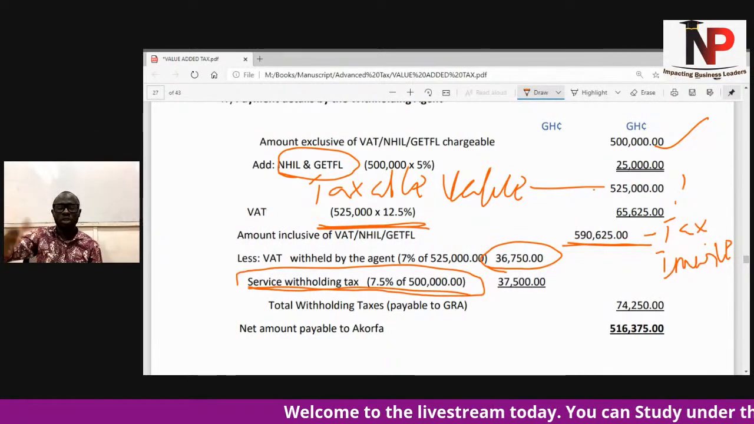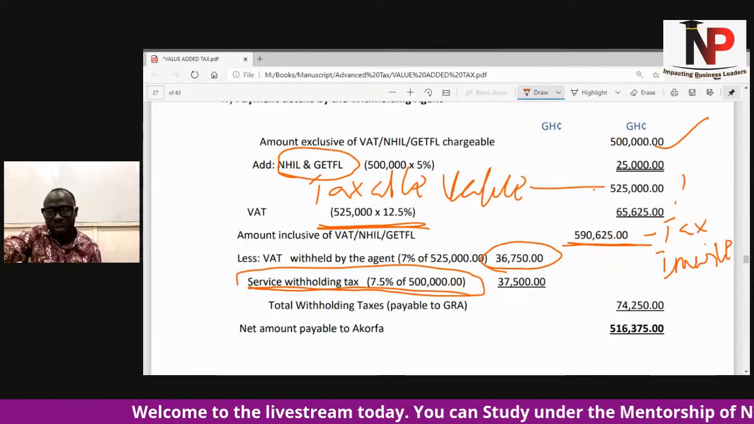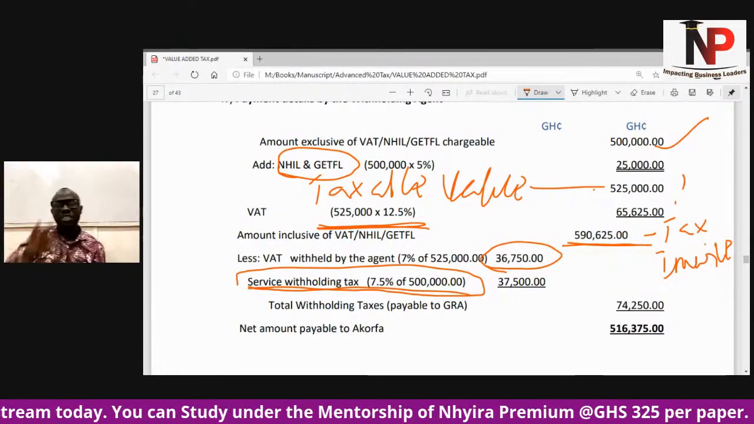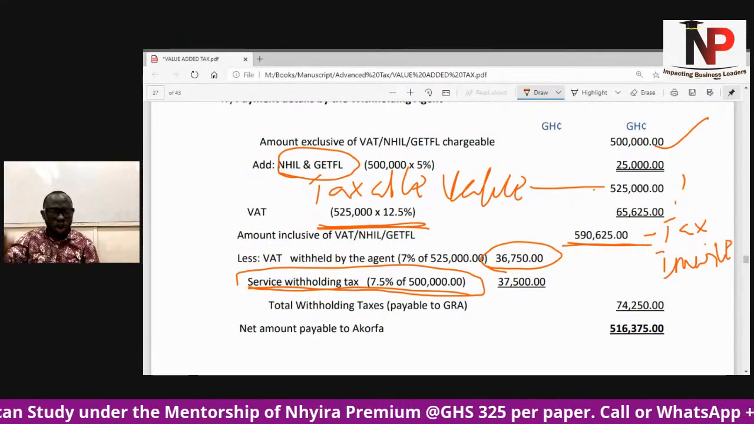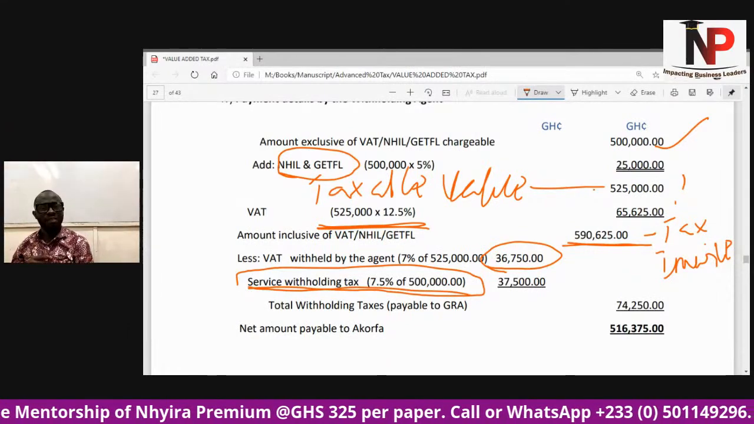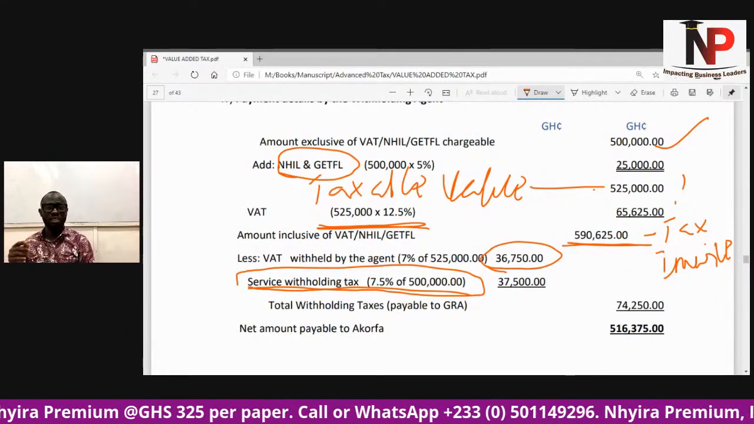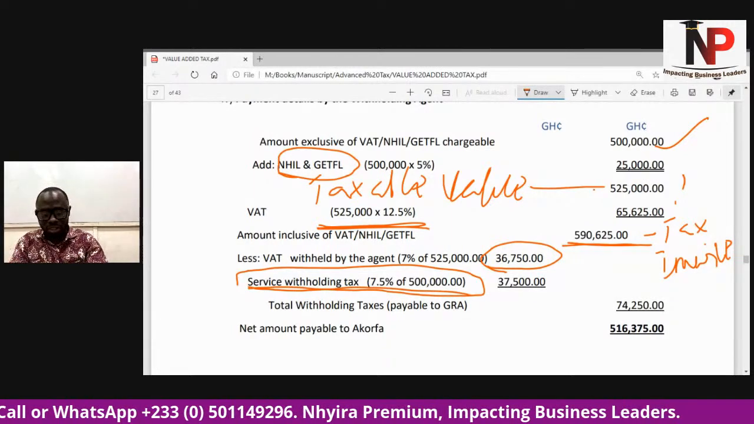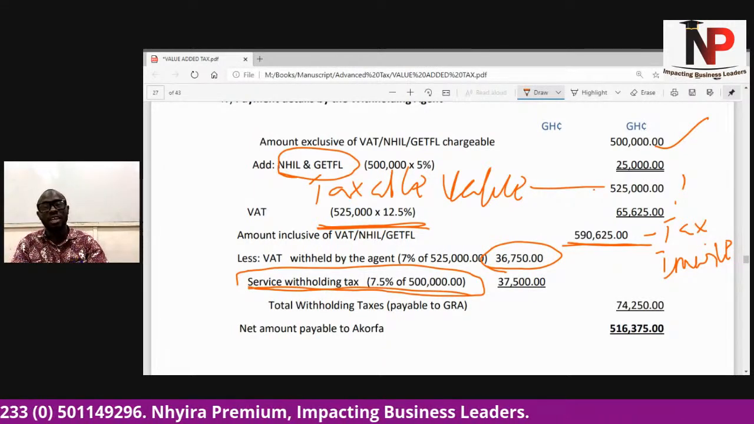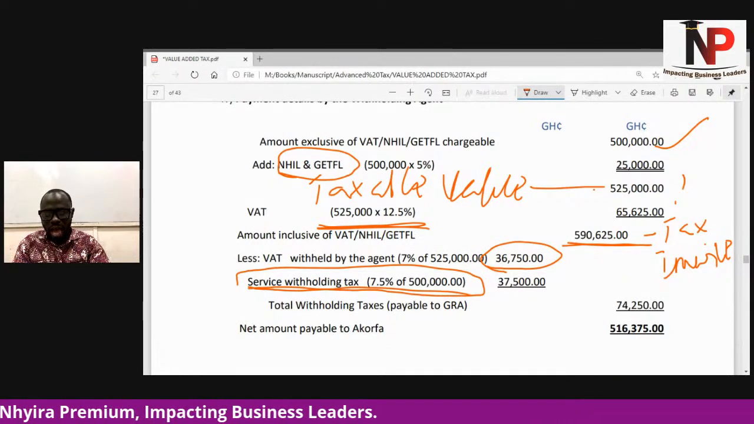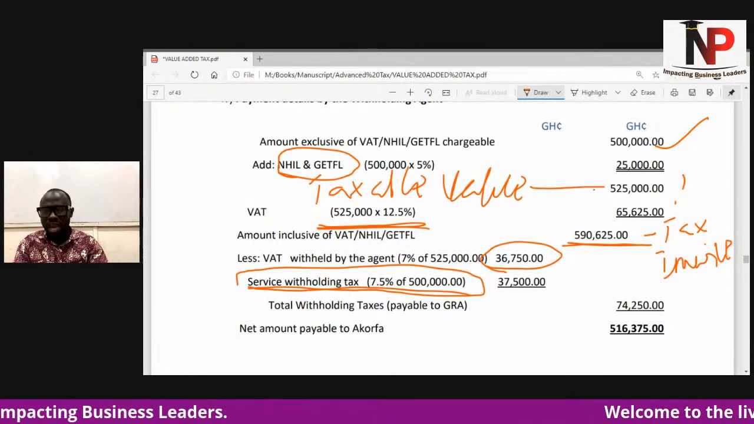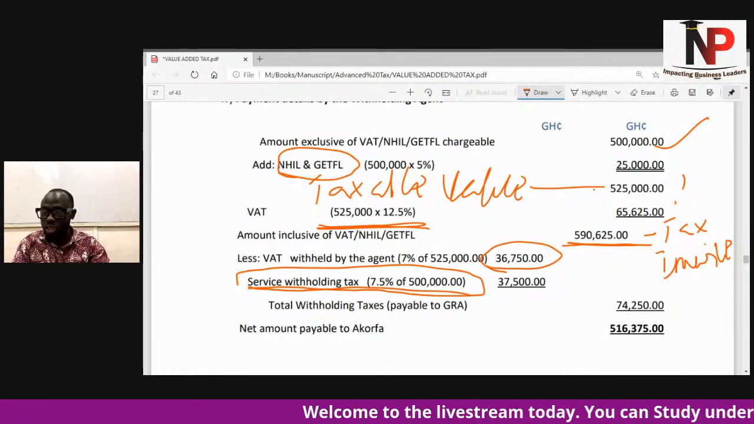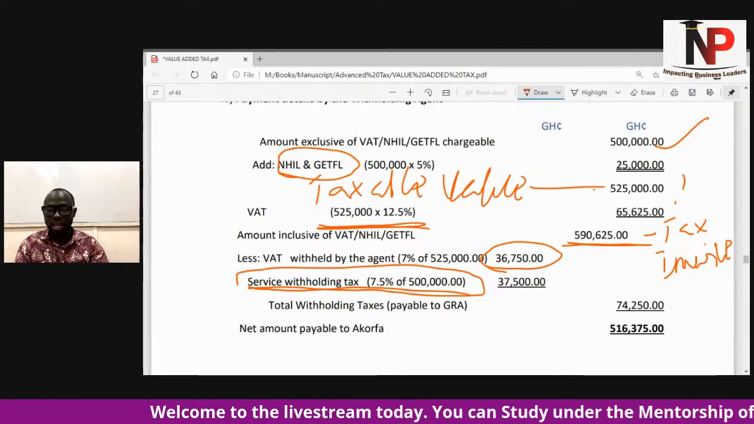There is a difference between the VAT, which is the 7% of the taxable value, and then the withholding tax, which is 7.5% of the value of the services. Of the value of the services. And that is very critical there. That is a very key principle that you need to understand in there. So we bring that up so that we get a total taxes withheld payable to the Ghana Revenue Authority.